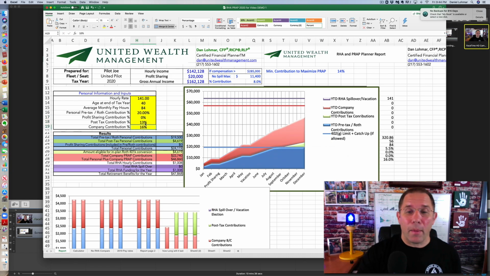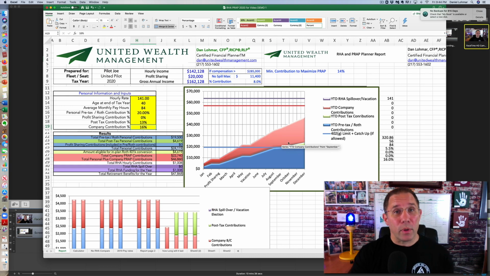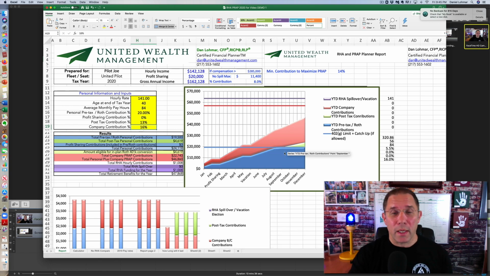Again, this would be something you do at the beginning of the year. When you make your PRAP contribution elections and set up your pre-tax and Roth, you can go ahead and set your post-tax contributions at the same time, and they won't kick in until your pre-tax and Roth limits are full. So you can preset that if this is what you want to do. Again, this is a planner. We're looking ahead at the year and seeing what it looks like down the road.